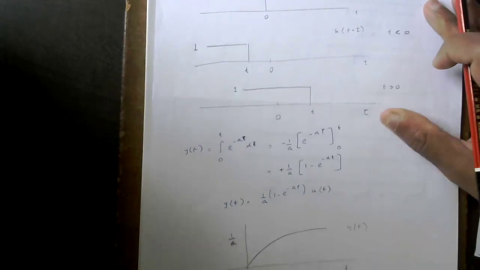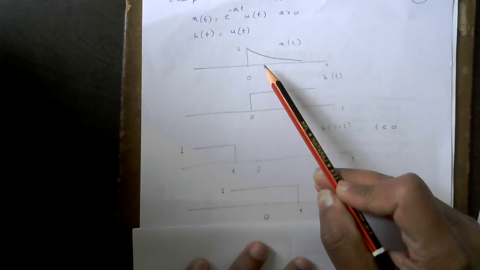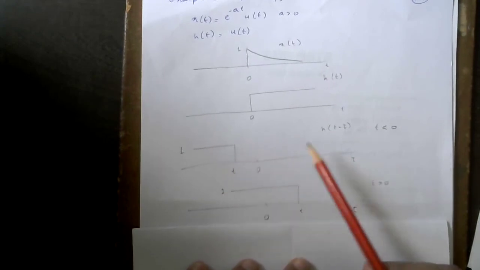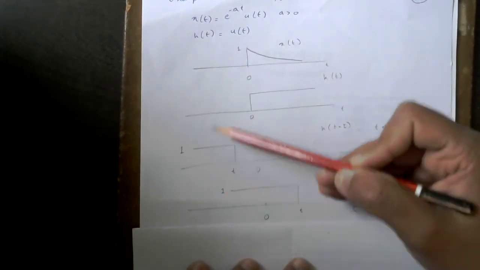Now if you see it all together, this is my 0, all over here is 0. So this is my x of t. When the value of t is less than 0, we see that h of t minus tau and x of tau do not overlap. So if you multiply, you will get 0. Essentially the output y of t is going to be 0 when t is less than 0.